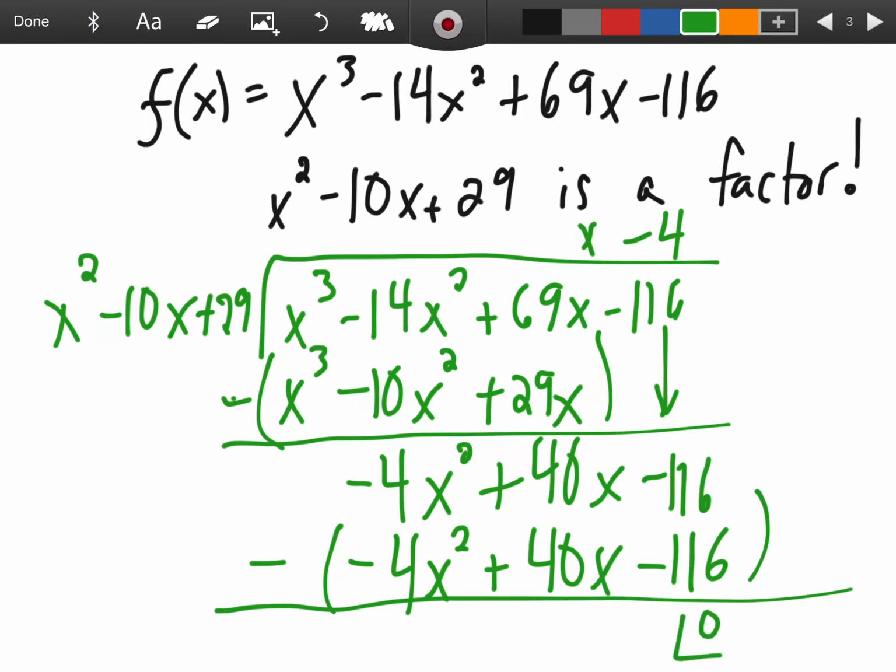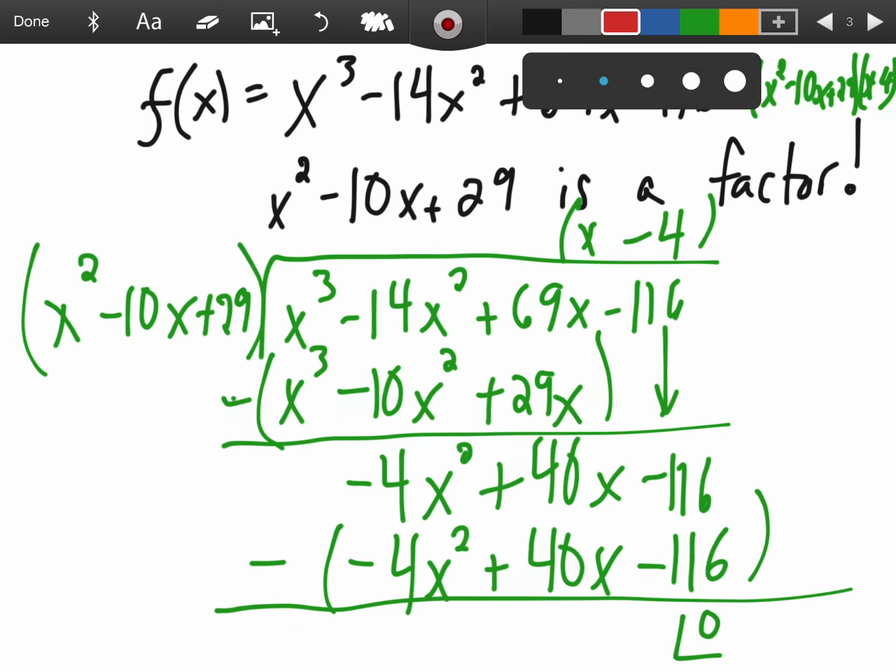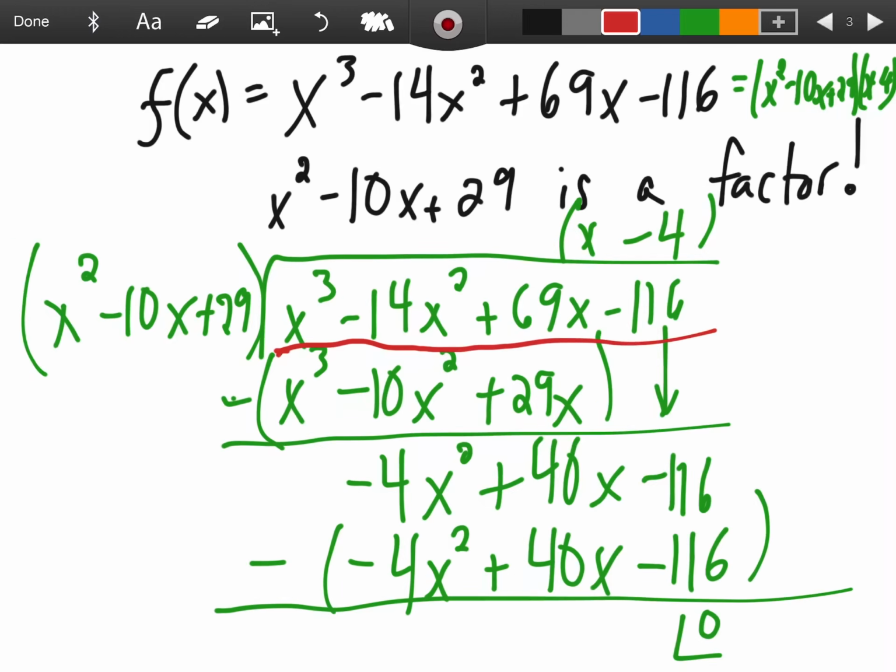If we subtract those, everything cancels, which guess what? It needs to. Right, we need to get a remainder of 0 because I'm saying x squared minus 10x plus 29 is a factor. So if we divide by it, again, our remainder should be 0. All right, so now I know f of x is equal to, well, writing it out, x squared minus 10x plus 29 times x minus 4. I'm sorry, I ran out of room there. All right, but we're just taking this and multiplying it by this has to give us our original, right, x cubed minus 14x squared plus 69x minus 116.